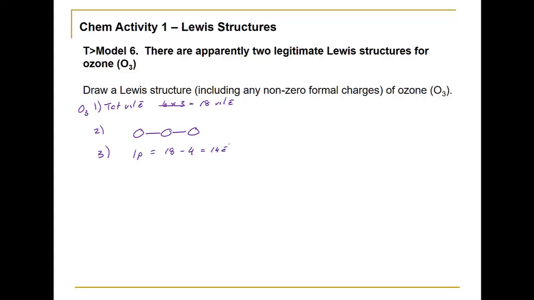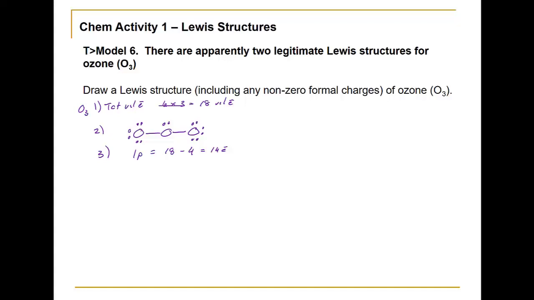So now let's try to put out those 14 electrons. I put 6 electrons on this terminal oxygen, 6 electrons on this other terminal oxygen. As a matter of practice, it's better to put electrons on the terminal atoms, and then we'll put the rest of the electrons on the central atom. So I've just used 12 electrons. I only have another pair to add. I've got a problem. The central oxygen doesn't have an octet.